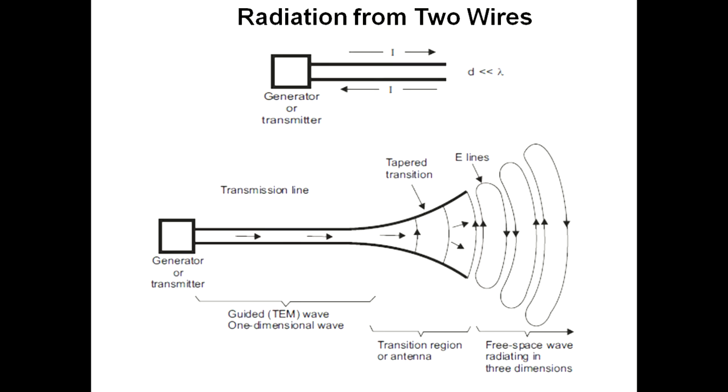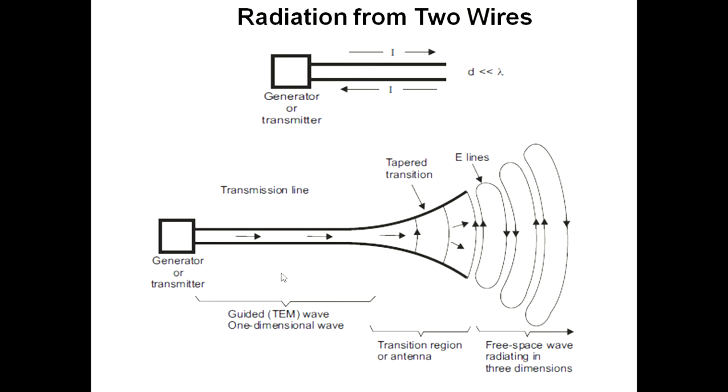This is the basic diagram which explains the difference between the guided and unguided medium. This is a generator or the transmitter. The signal from this generator will pass through this transmission line up to this point. Up to this point, this is called 2D propagation, that is two-dimensional propagation or guided wave propagation, that is one TEM wave, a transmission line.